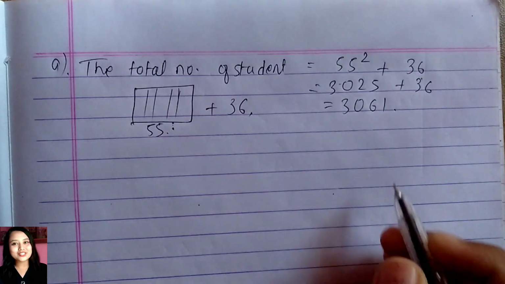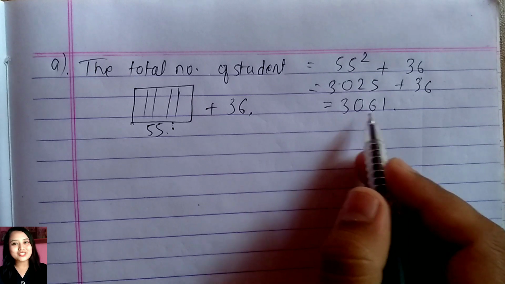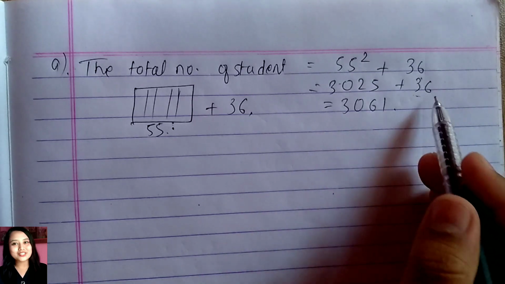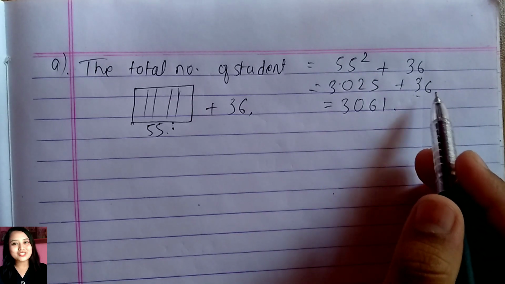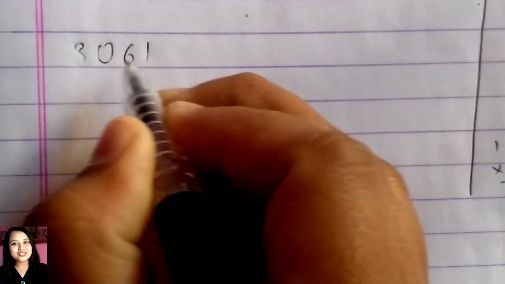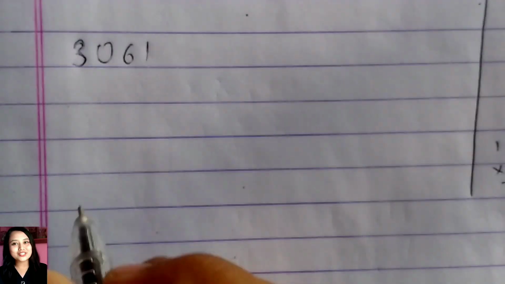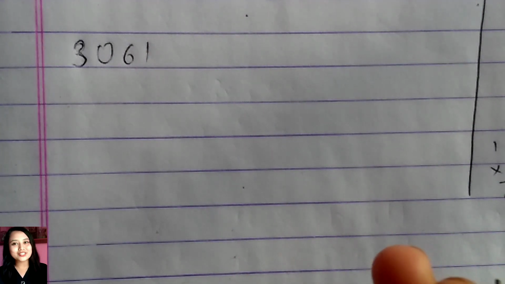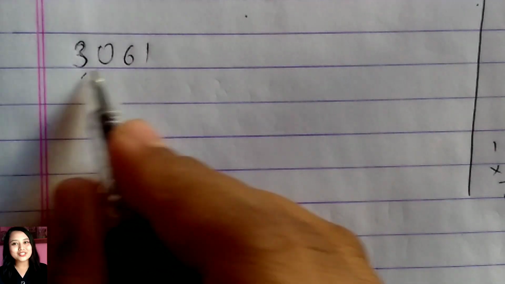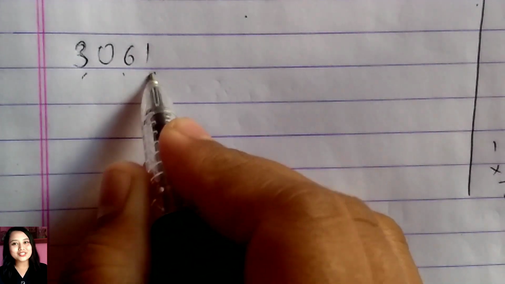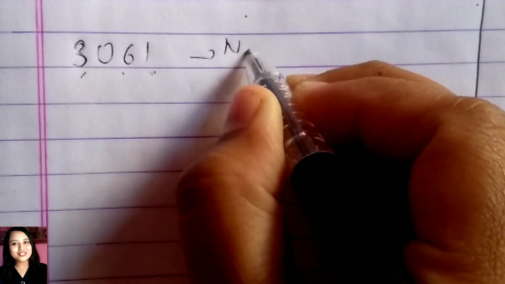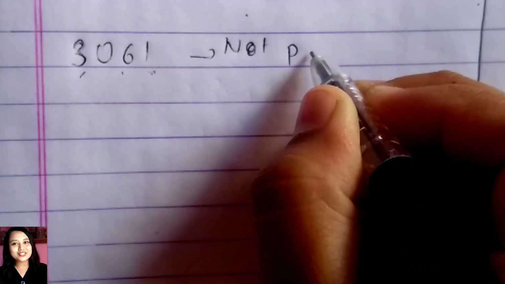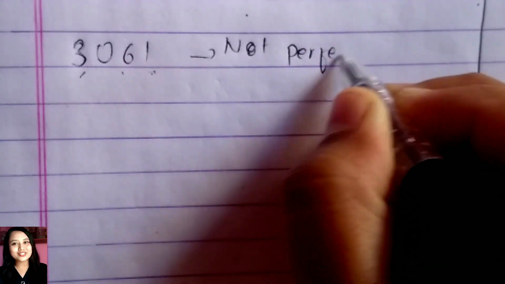It will become 3061. So the total number of students was 3061, and this 36 students could not be made into a perfect square. So after getting the total student number, that is 3061, now what we can do is find how many students are needed to be added, right? So 3061 is the total number of students, and it is not a perfect square. With this number it cannot be made a perfect square.